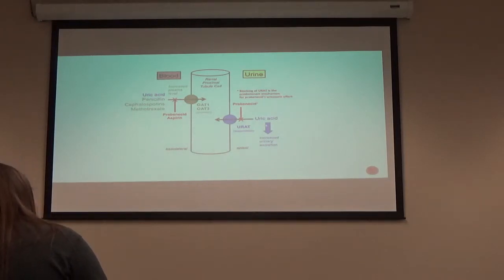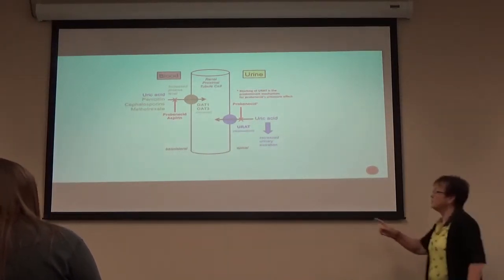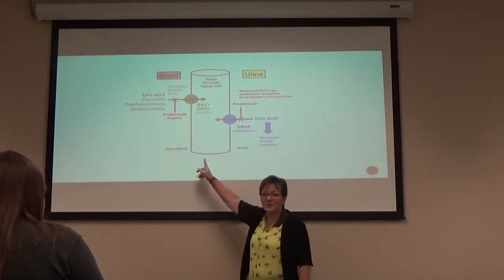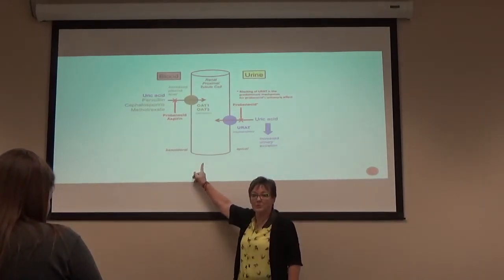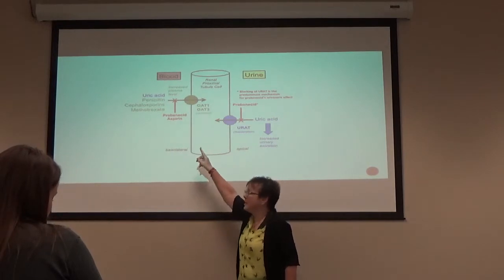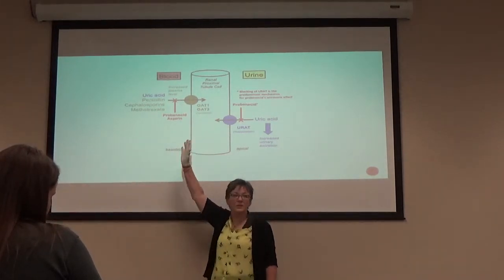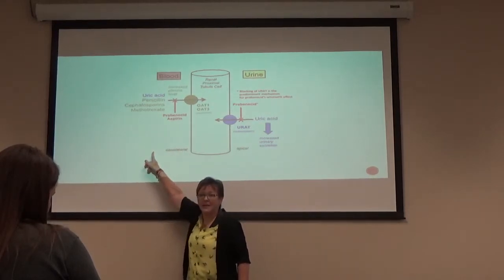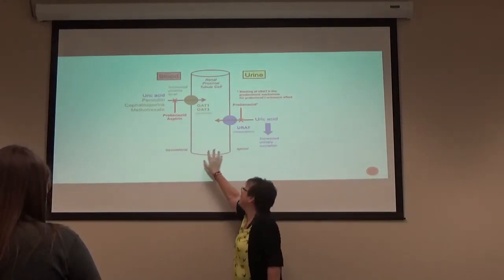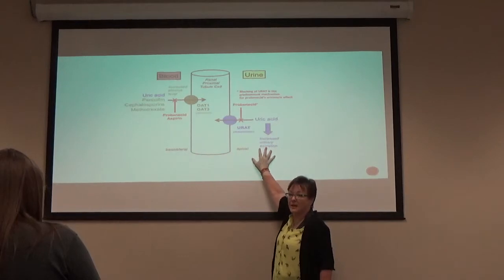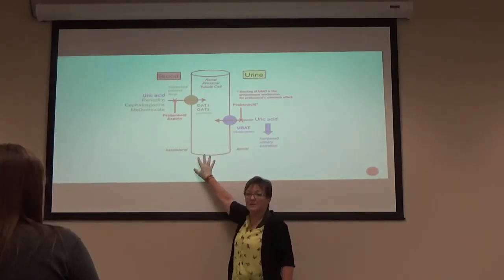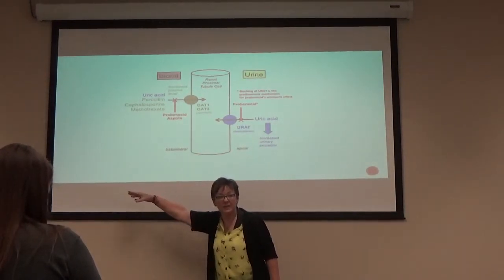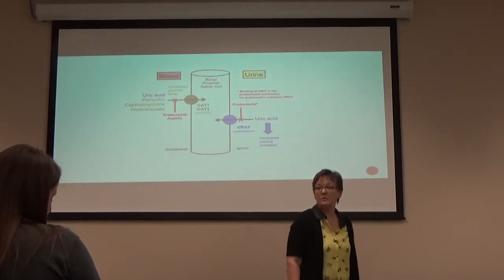So the urate receptors move uric acid out of the lumen and back into the cell. They're part of the reabsorption process. Then there is another little receptor called, I think it's GLUT9, and it moves it on back into the blood. So urate takes it out of the lumen and puts it into the cell, and the cell gets rid of it into the blood through another transport molecule.